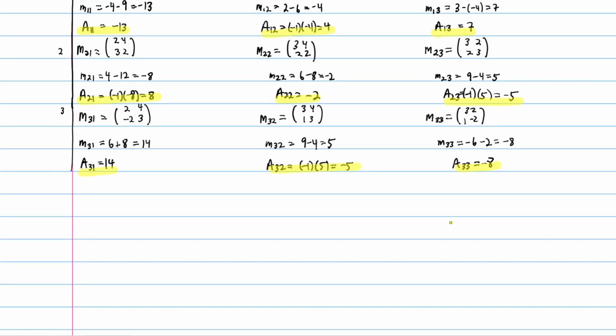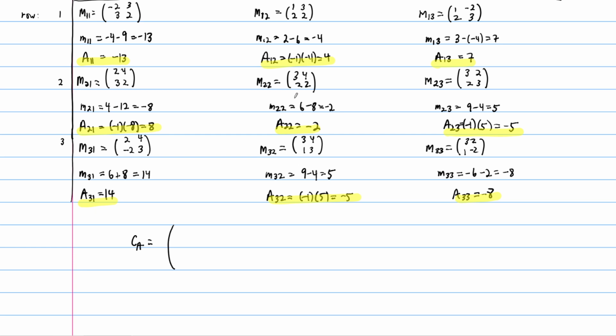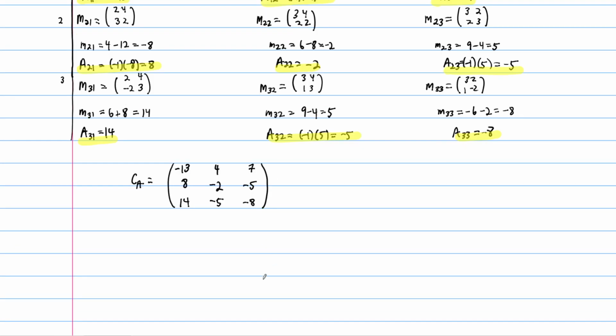And now we need to collect them into a matrix. So our cofactor matrix of A is just going to be arranged in the exact same way that we've got it here, right? So it's the matrix whose cofactors line up exactly with the arguments that they came from. So this one's going to be negative 13, 4, 7 across the first row. Then 8, negative 2, negative 5, second row. 14, negative 5, negative 8 for the third row. So that's the cofactor matrix.